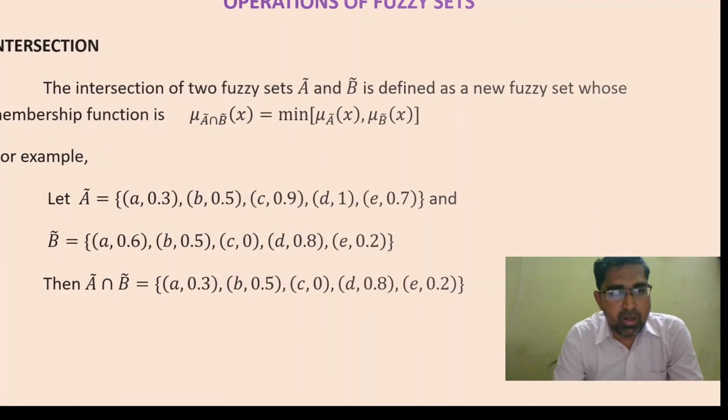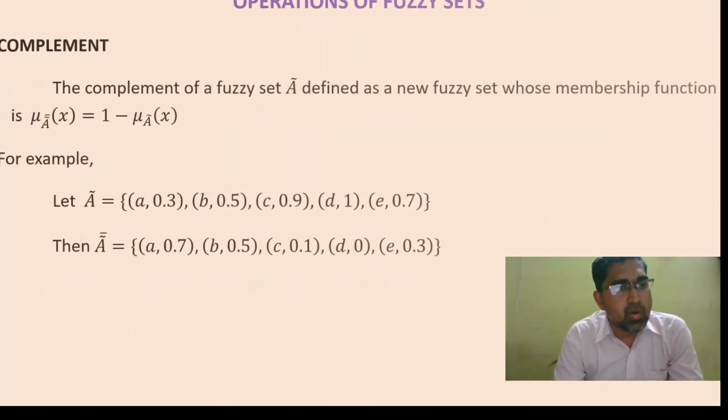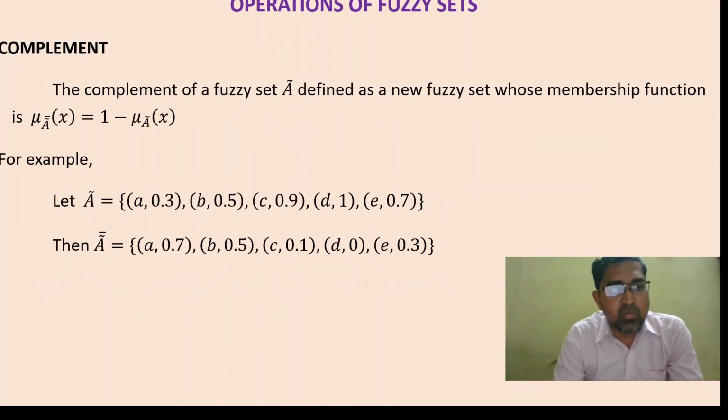The last operation is complement of a fuzzy set. The complement of a fuzzy set is a new fuzzy set whose membership value mu A bar of x equals 1 minus mu A of x. For example, we have taken the fuzzy set A = {a, 0.3; b, 0.5; c, 0.9; d, 1; e, 0.7}.